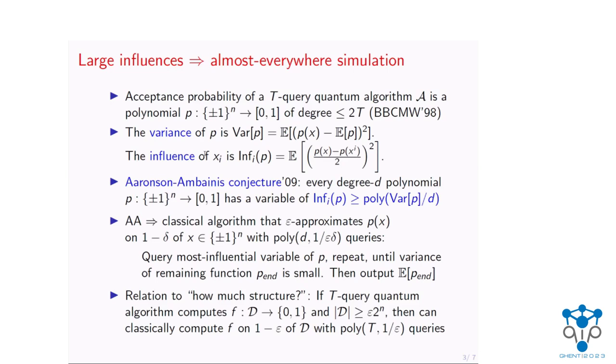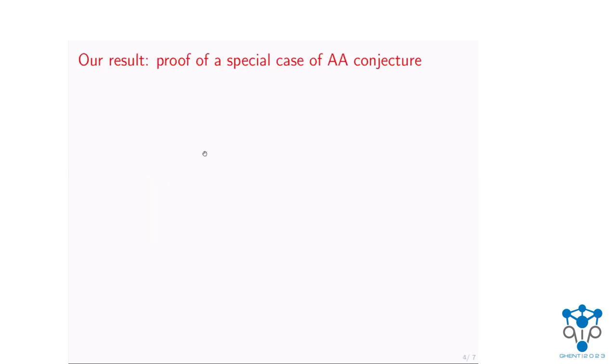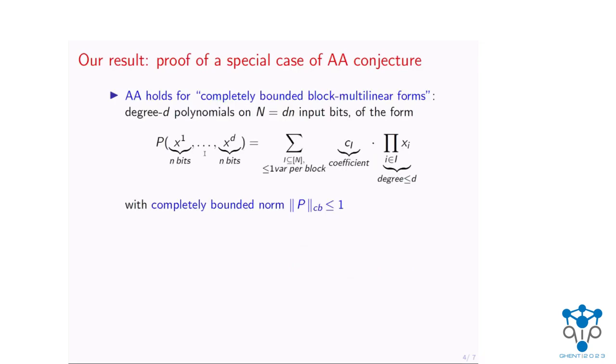And what we're going to do in the rest of this talk, it's purely a math talk, is prove a special case of the Aaronson-Ambainis conjecture. So for polynomials P that have some extra properties. So what is our result? Like I said, our result is a special case of the Aaronson-Ambainis conjecture, and it is for polynomials of this form.